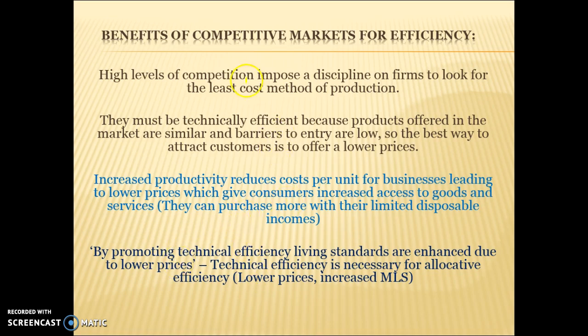And that's just a bit of a summary. High levels of competition make sure they implement the least cost methods. They need to be technically efficient because there's low barriers to entry, and therefore to maximise their profits they've got to keep prices down. Increased productivity leads to more choice as well as lower prices and therefore helps to boost our material living standards. So linking it really closely to allocative efficiency through that signalling function and technical efficiency through that ability to keep prices down.